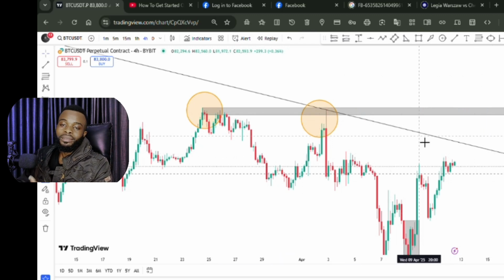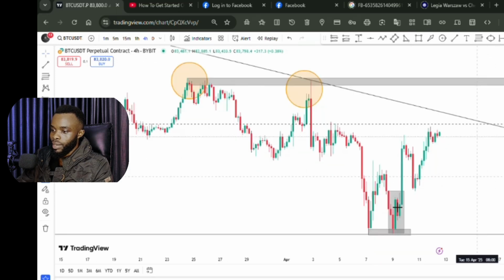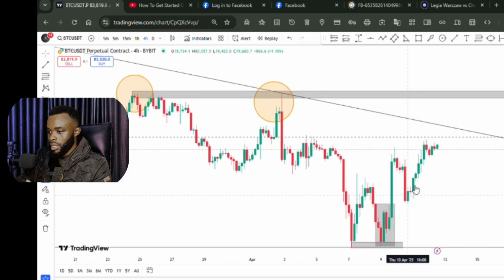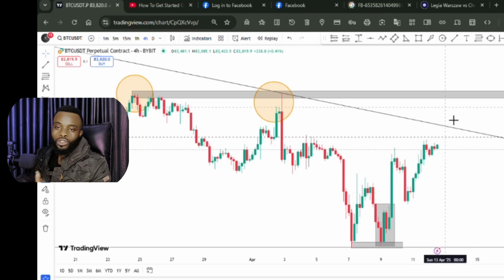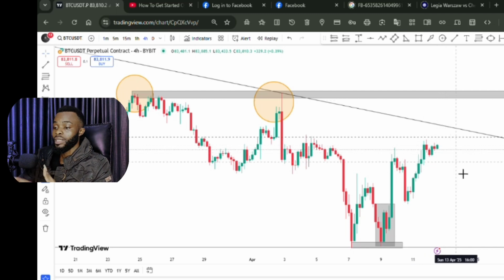This is where the price is most likely to reject, as the price is currently going up. As the price is currently going up like this, you can see the direction of the market is actually going up to that level, to actually start selling.